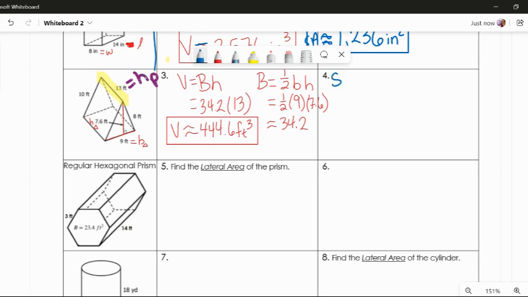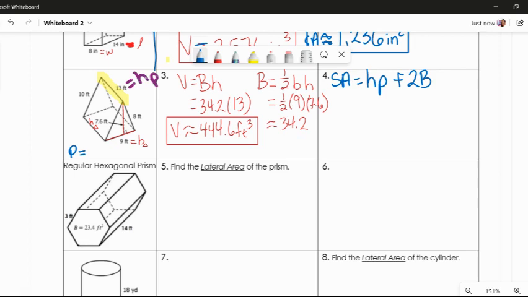The formula for surface area of a prism is the height of the prism times the perimeter of the base plus 2 times the area of the base. We have the area of the base, we just found it a second ago. We know the height of the prism. We haven't found the perimeter of the base yet, so let's do that.